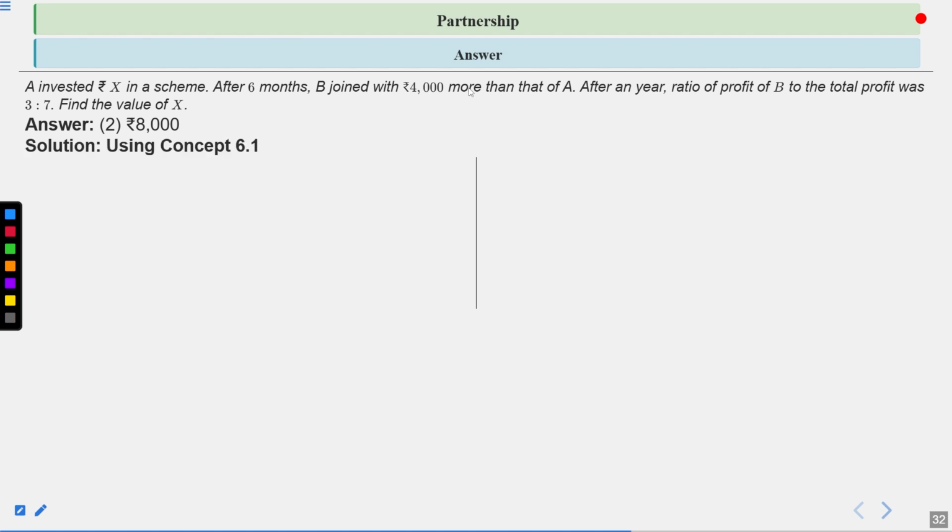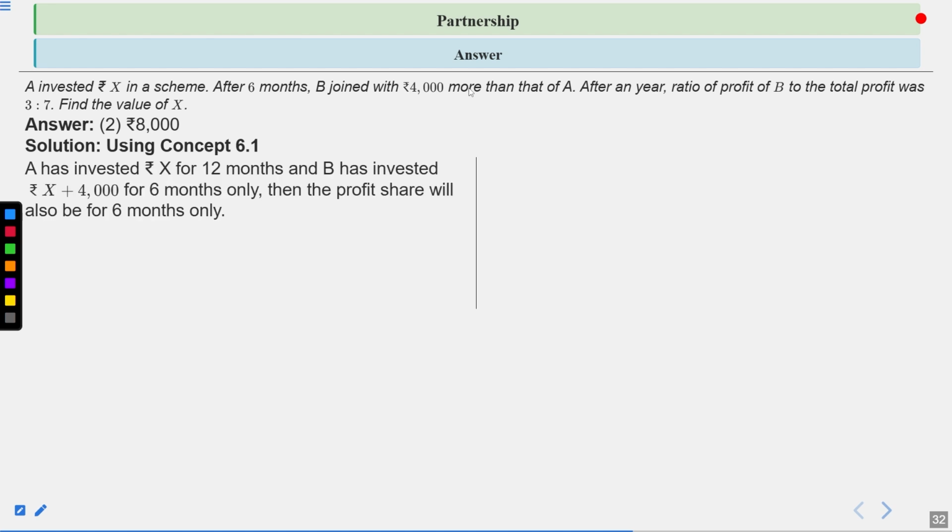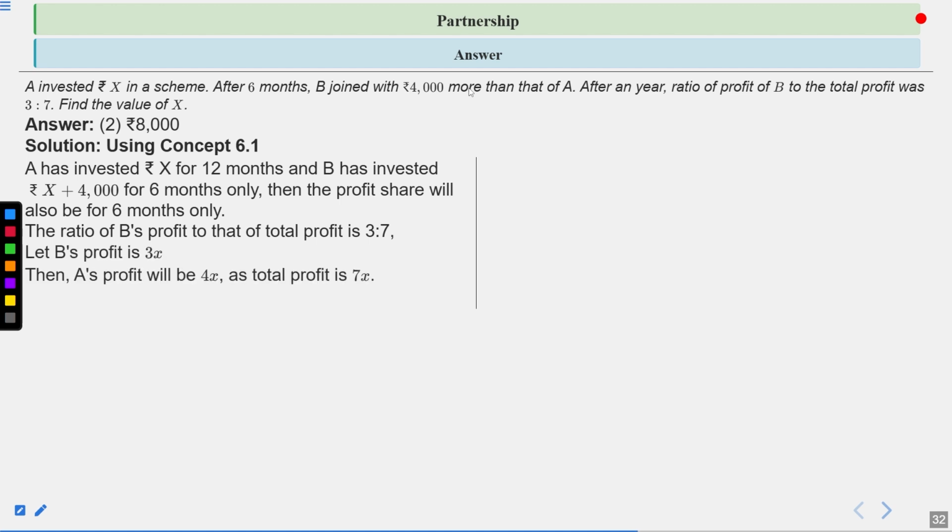Now see the detailed solution using concept 6.1 in this question. A has invested X rupees for 12 months and B has invested X plus 4,000 rupees for 6 months only. Then the profit share will be for 6 months only. The ratio of B's profit to total profit is 3:7. So let B's profit be 3x, then A's profit will be 4x as total profit is 7x. So we can say A to B will become 4:3 in profit share.